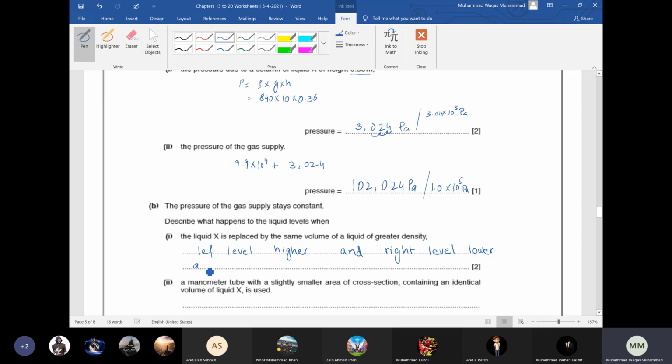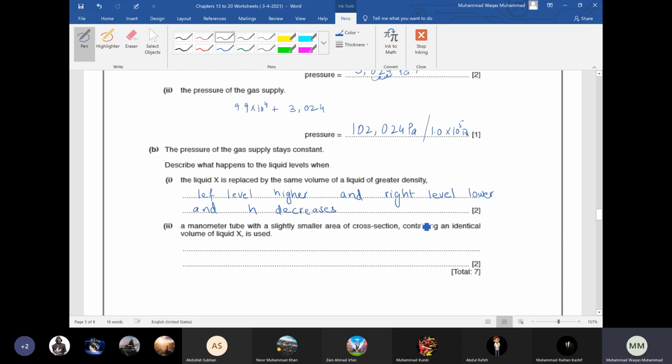And beta, what happens to H? H decreases. Is that clear or not, beta? Yes, sir. Clear, sir.